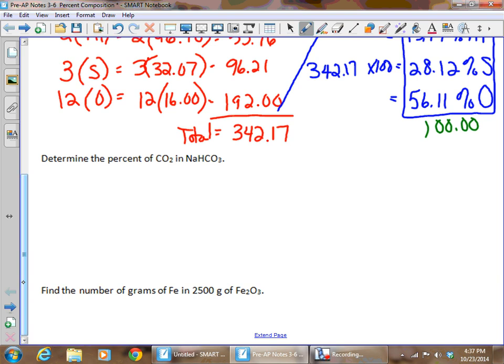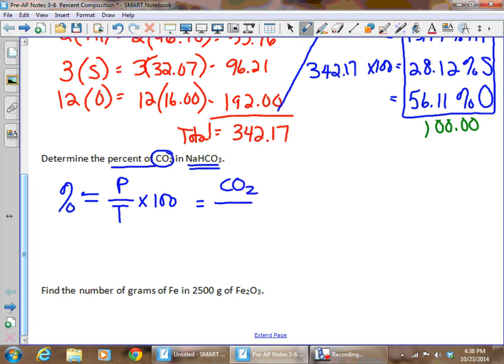Okay, then what happens if we don't want to know every single element in the compound? What if, as in this case, we only want to know the CO2 present in this total compound? We're still going back to our equation that says percent is equal to our part over our total times 100. Now, in this case, the part that we're looking for is the CO2. And the total is going to be our NaHCO3.